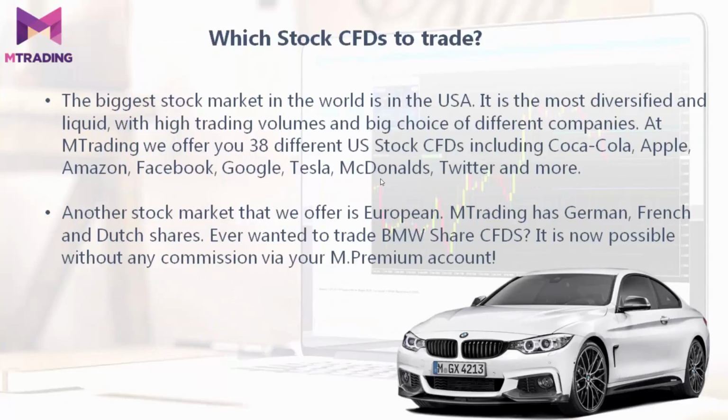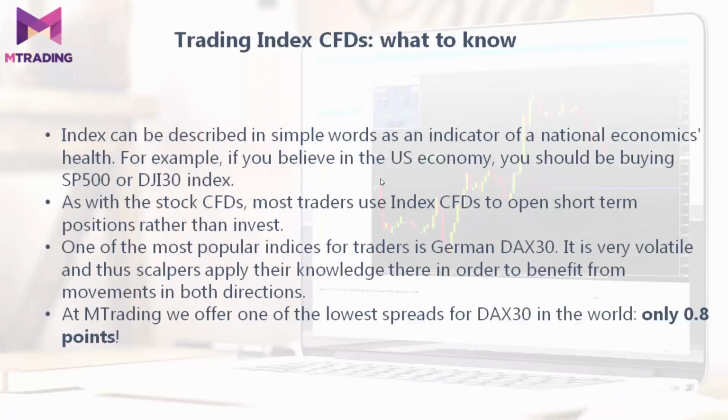The biggest stock market in the world is in the USA. It is the most diversified and liquid, with high trading volumes and a big choice of different companies. At MTrading, we offer you 38 different US stock CFDs, including Coca-Cola, Apple, Amazon, Facebook, Google, Tesla, McDonald's, Twitter, and many more. Another stock market that we offer is the European one. MTrading has German, French, and Dutch shares. If you ever wanted to trade BMW shares CFDs, it is now possible without any commission via your M Premium account.